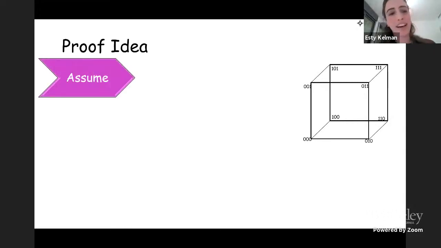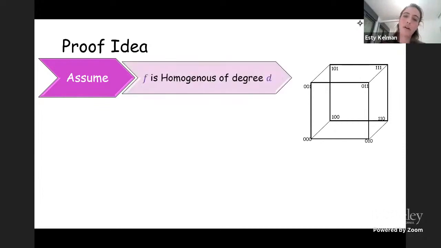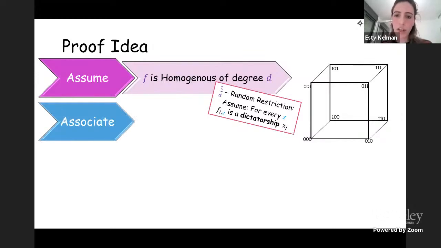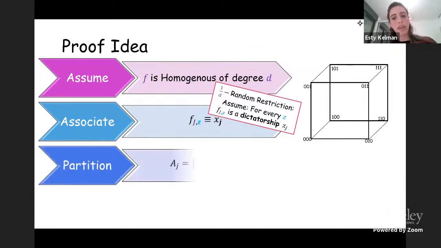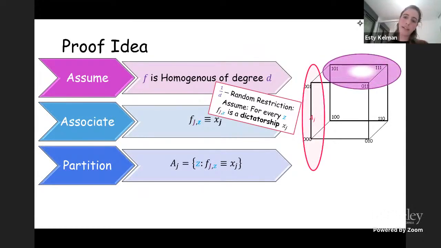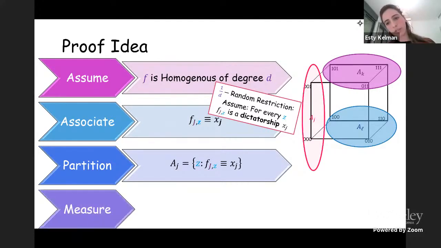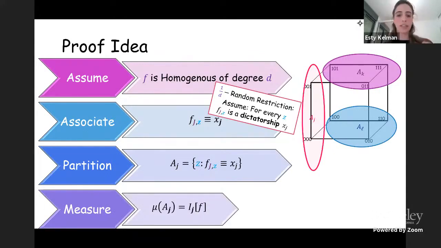The proof idea for the KKL: we want to show that if all the individual influences are small, then the total influence is large. So we can think about a homogeneous function of degree d and do 1 over d random restriction. Then all the weight is on degree 1. And then we know that every restricted function is actually a dictatorship. That means that each restriction z chooses some j to be the dictatorship. Now we can partition all the z's in the cube according to the dictatorship they choose. So we set A_j to be all the z's that choose j to be their dictatorship, and we can ask how large is this set.